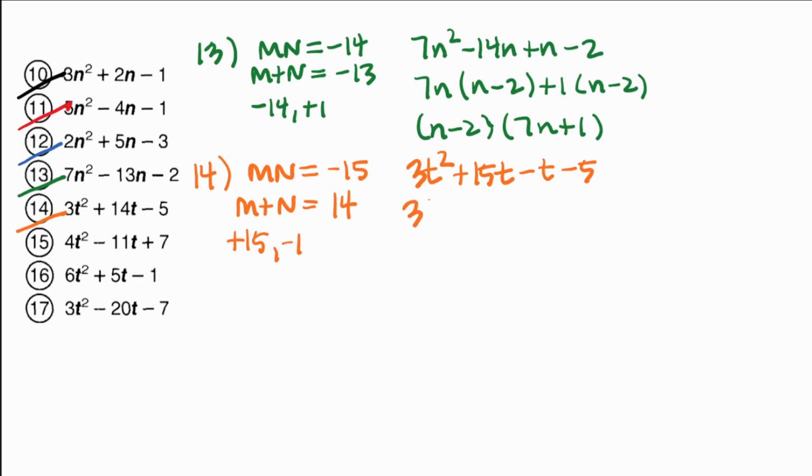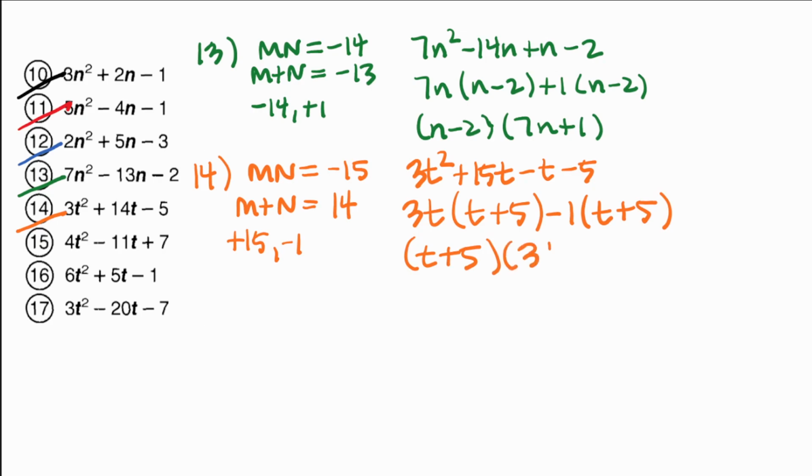Then factor from the first two terms a 3t, be left with a t plus 5. And then if I want to get a t plus 5 out of negative t minus 5, I'm going to need to factor out that negative 1. And then I'll factor out that t plus 5, be left with a 3t minus 1, and I will have the thing fully factored.